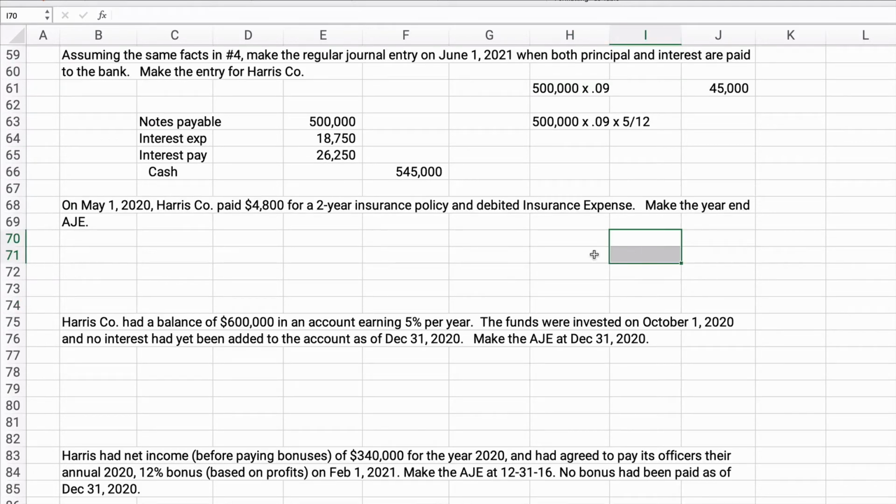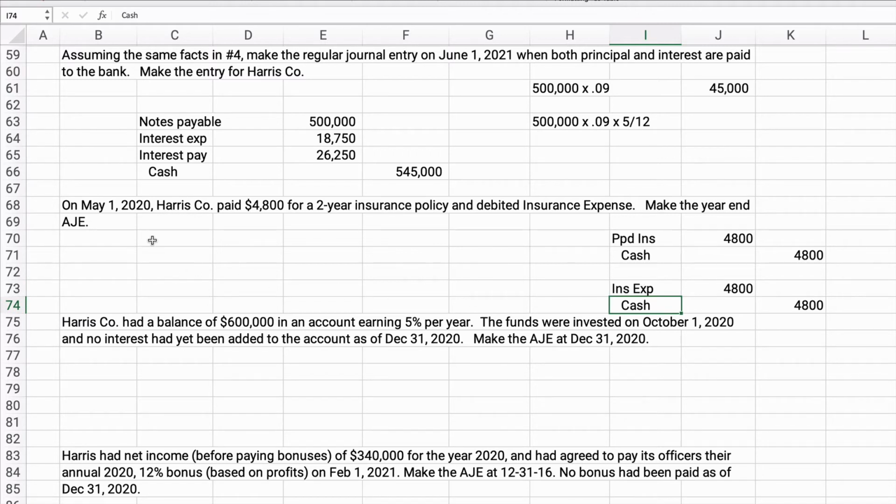All right, this next problem, we have on May 1st, Harris paid $4,800 for a 2-year insurance policy. They debited insurance expense. Now, let's think about this. We would recommend prepaid insurance would be the account and credit cash, and it is for $4,800. We think that should be the entry. However, what they did, they actually debited insurance expense.